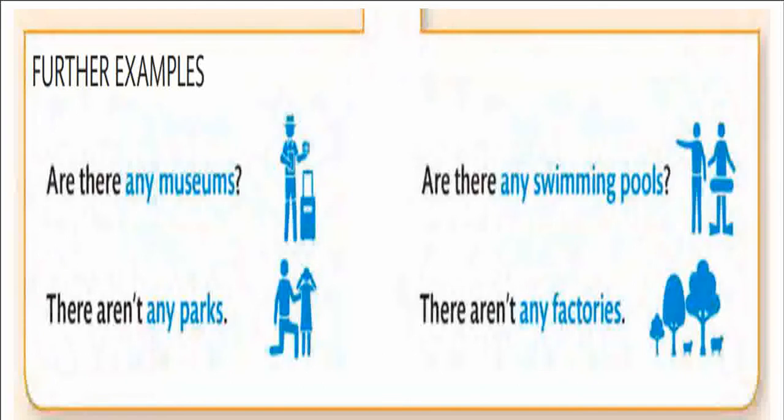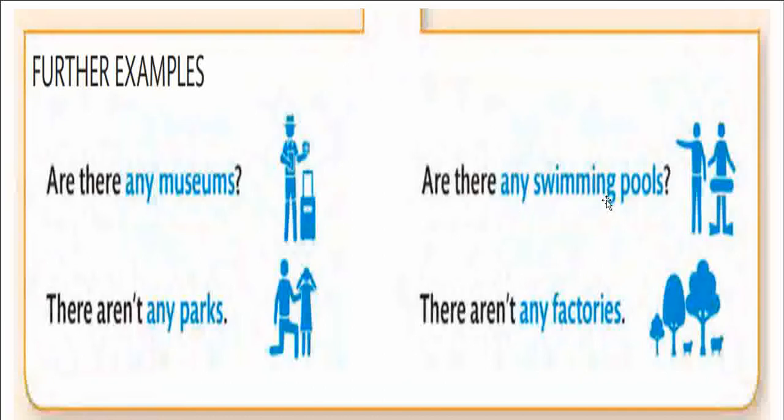Let us see certain examples based on the rule that we have just seen. Are there any museums? It's a question with any. There aren't any parks. This is negative. Are not is apostrophized to a contraction, aren't. There aren't because it's negative. We are using any. There aren't any parks.